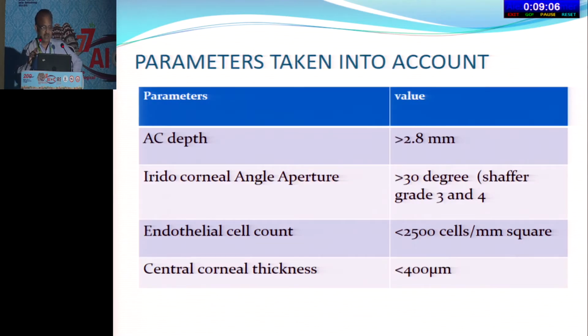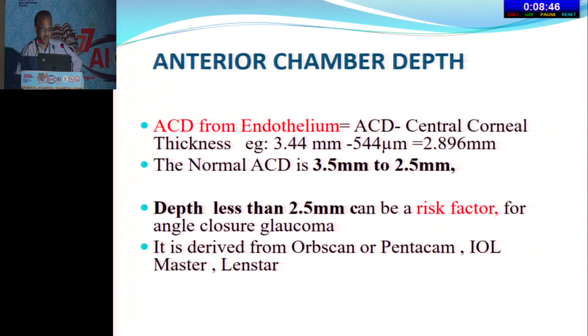Parameters that are taken into account are AC depth more than 2.8 millimeters, iridocorneal angle 30 degrees, endothelial count more than 2.5 cells per minute, and central corneal thickness more than 400 microns. ACD is taken from the endothelium. So depth less than 2.5 millimeters can be a risk factor for angle-closure glaucoma.